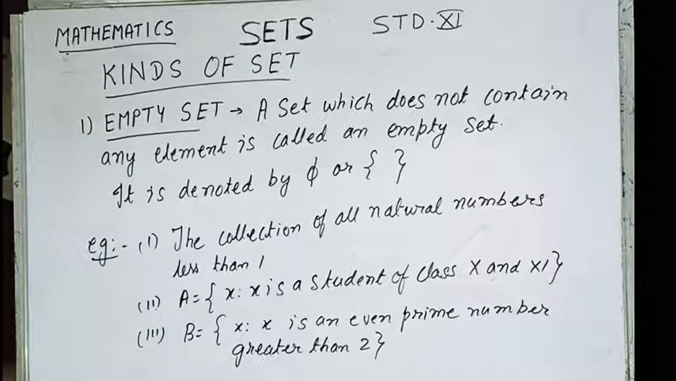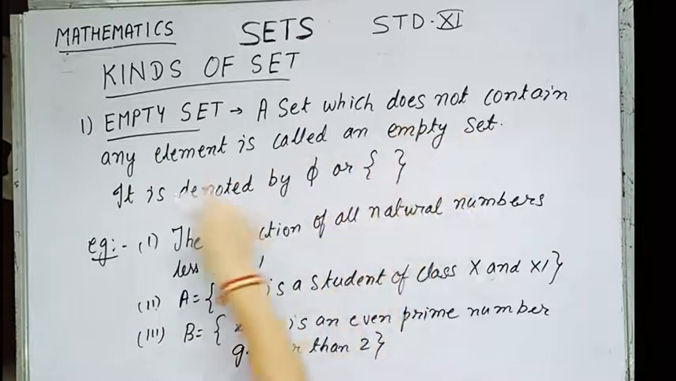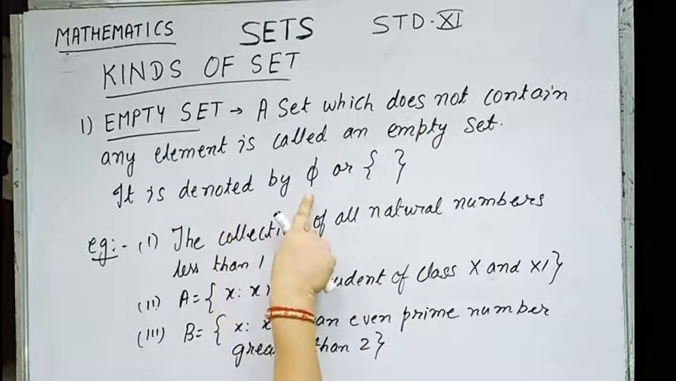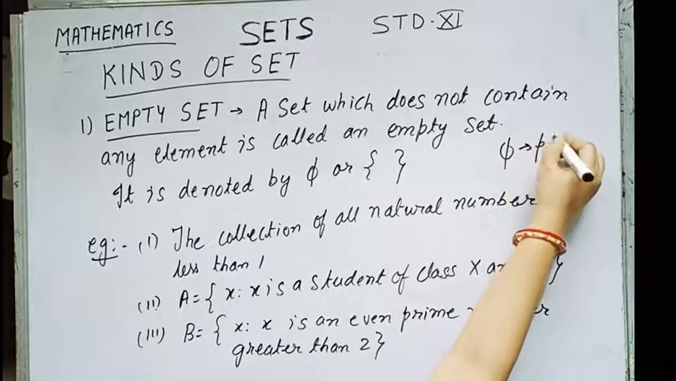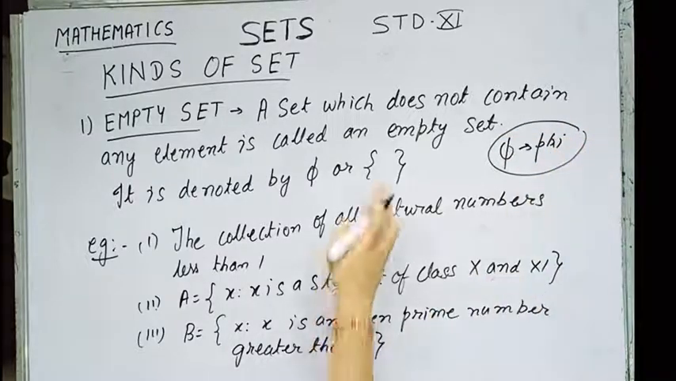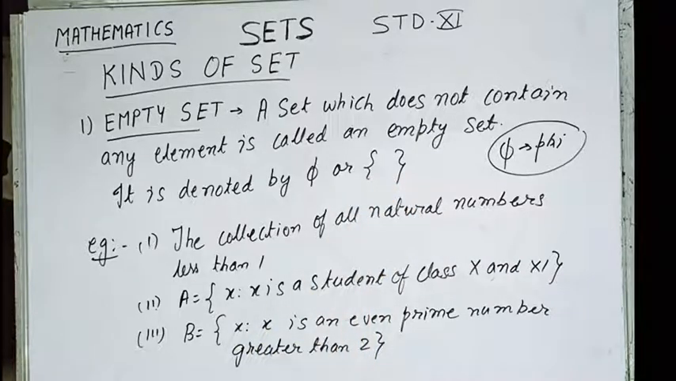As the name suggests, empty means nothing. So the same is the definition, empty set: a set which does not contain any element is called an empty set. It is denoted by the letter phi. This symbol is known as phi. Or we can make one set with curly braces and not write any letter within.